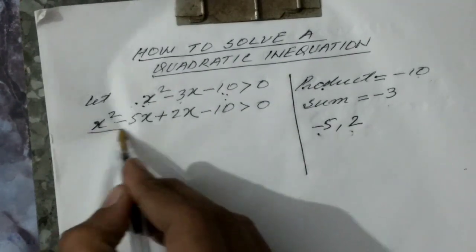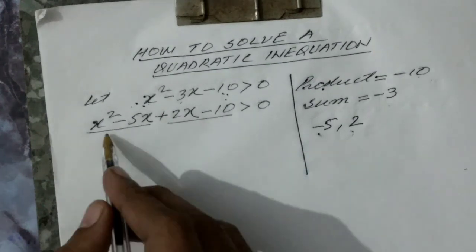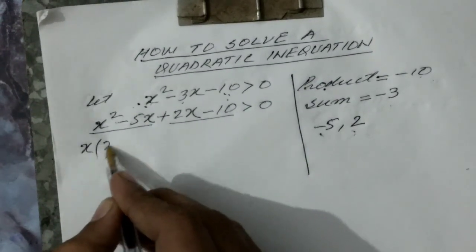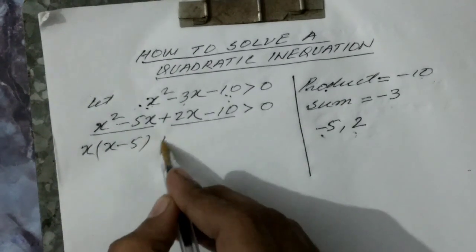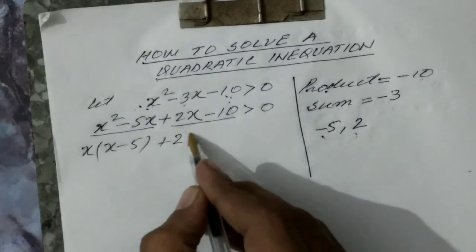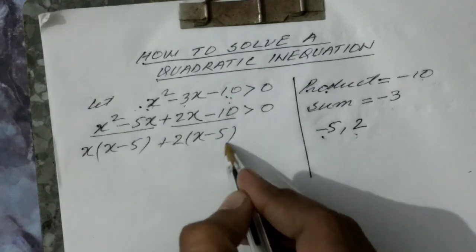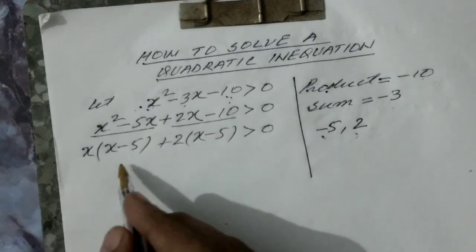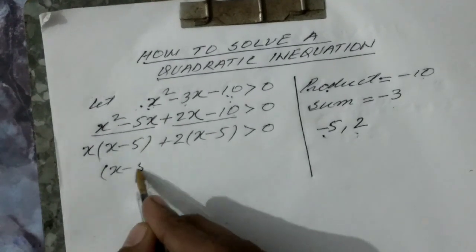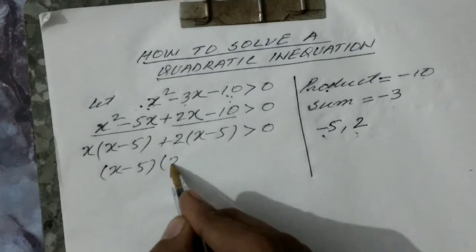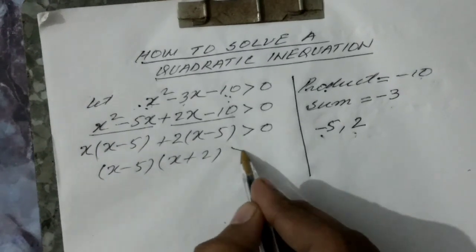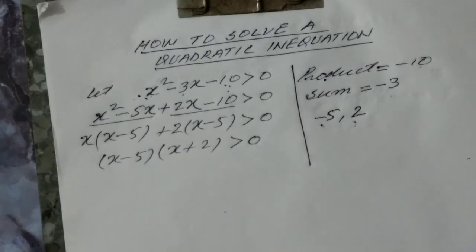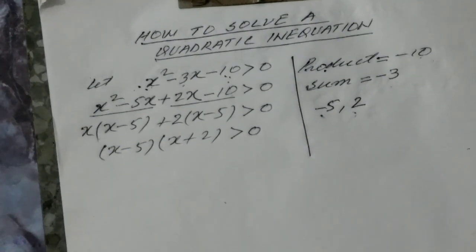Then we make pairs of the terms. Out of the first pair, it is clear that x is common, so we have (x - 5) in the bracket. In the next pair, 2 is common, so we have (x - 5) in the bracket > 0. Now (x - 5) is common, so taking x - 5 common out of it, we have (x + 2) in the other bracket > 0. In this way we factorize the quadratic inequation.